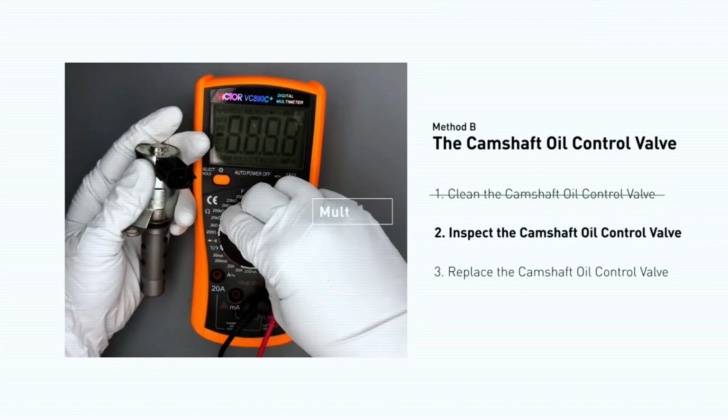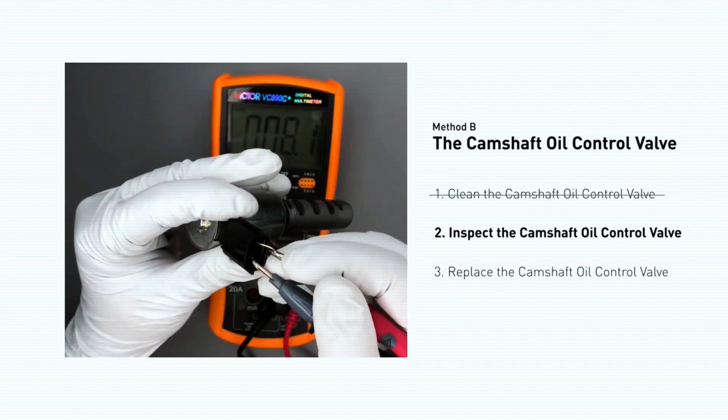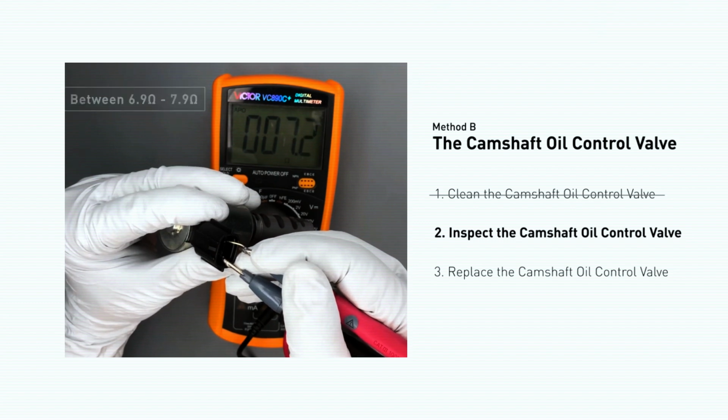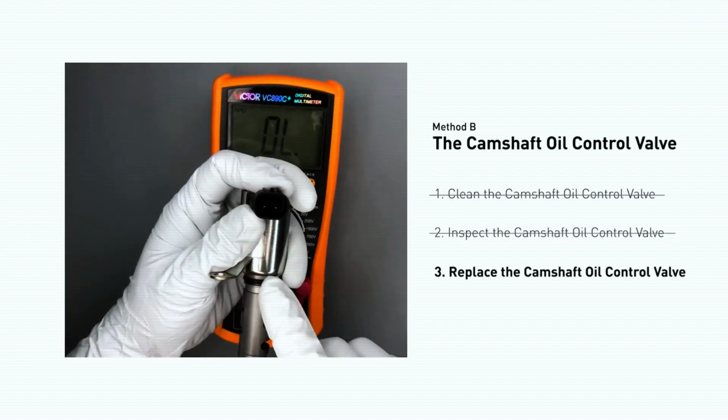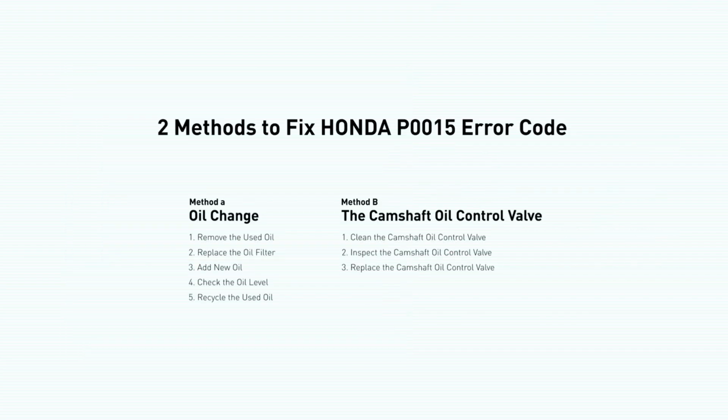In an ambient temperature of 68 degrees Fahrenheit, the valve resistance is between 6.9 ohms to 7.9 ohms. If you do not get a reading, this indicates that the camshaft oil control valve is faulty and needs to be replaced. So here are 2 of the most practical solutions to fix Honda's P0015 error code.